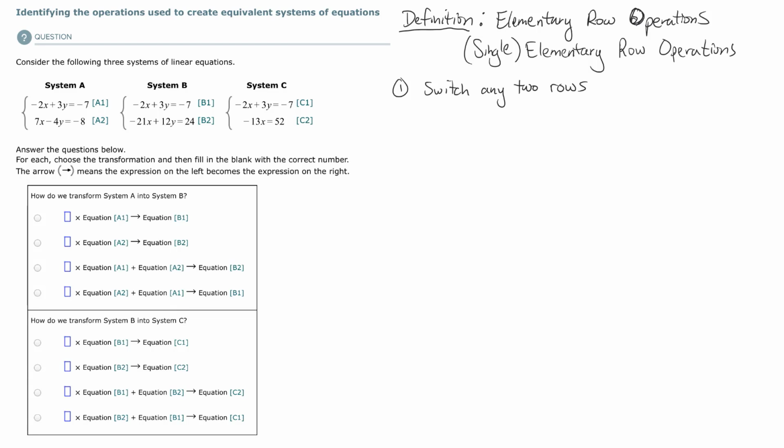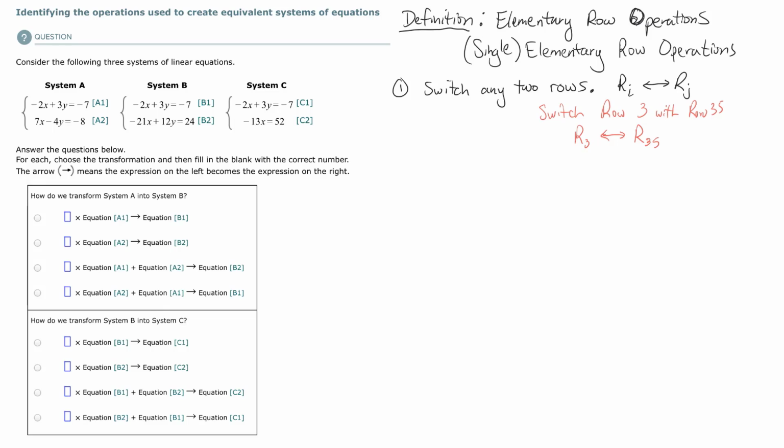And I use the notation R sub i, double-sided arrow, R sub j. So if I had to switch, let's say, row 3 with row 35, I simply would write R sub 3, double-sided arrow, R sub 35.